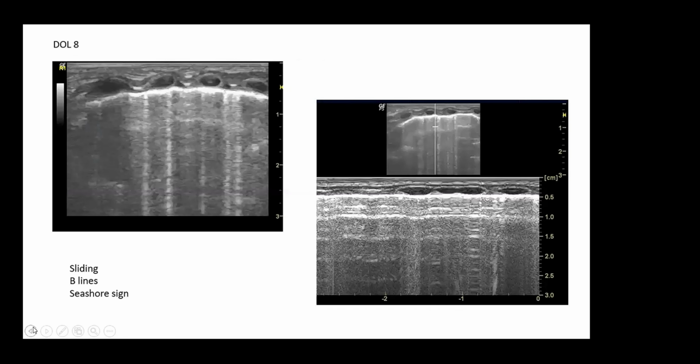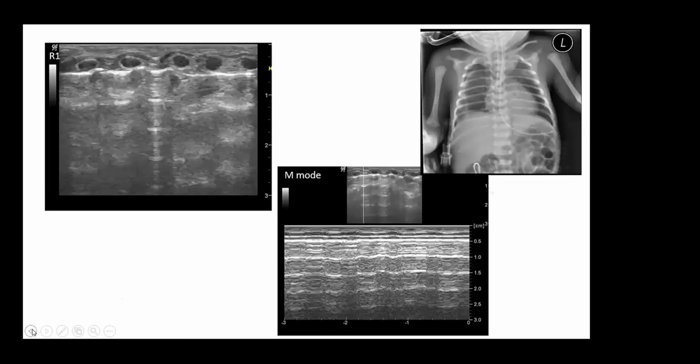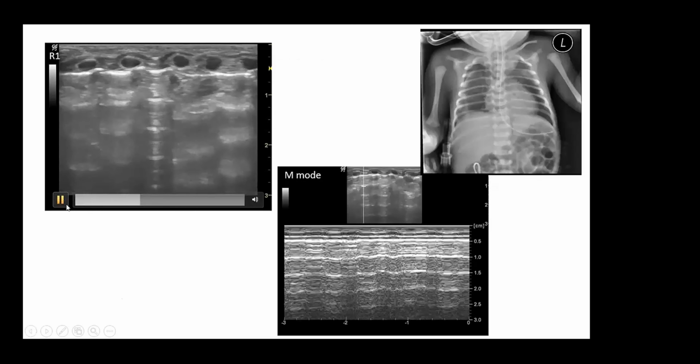Excellent images, Anna, and very nicely depicted lung point and seashore and the sand. What do you call it, stratosphere sign or barcode sign? Yeah, lovely images. Thank you.